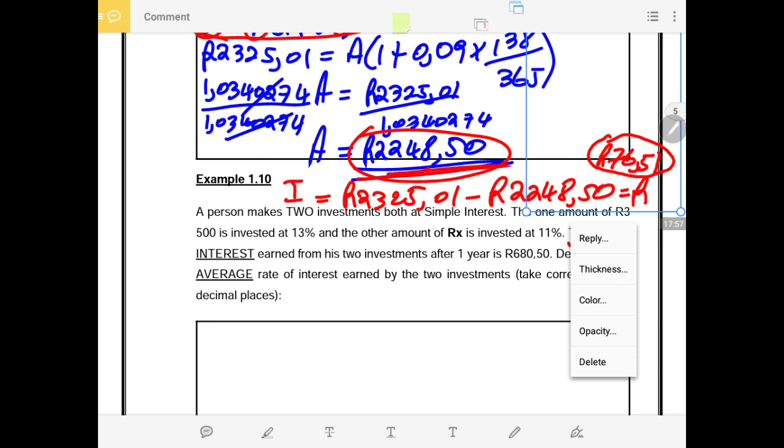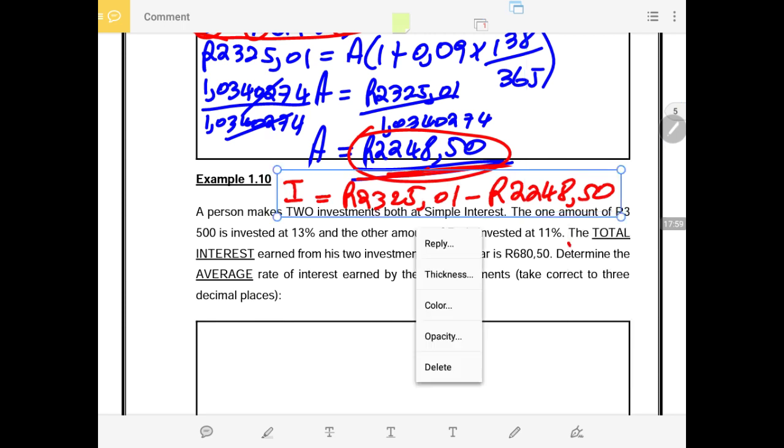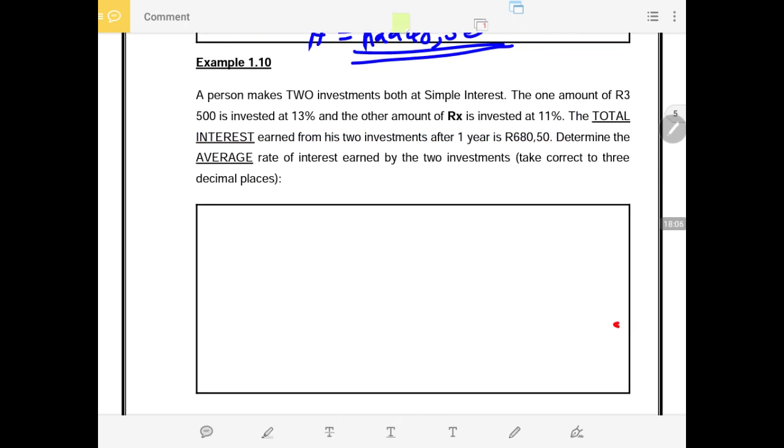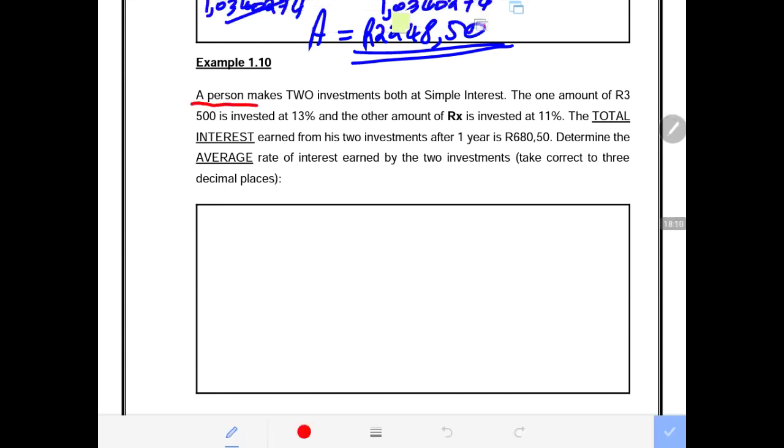Then we go to the last example, which is example number 10. Just in few minutes, but I won't be very quick. I want to make this one very clear because it has some very important dimensions. A person makes two investments, both at simple interest. The one investment is 3.5, invested at 13% per annum, and the other investment, which is RX, the unknown investment, is invested at 11%.